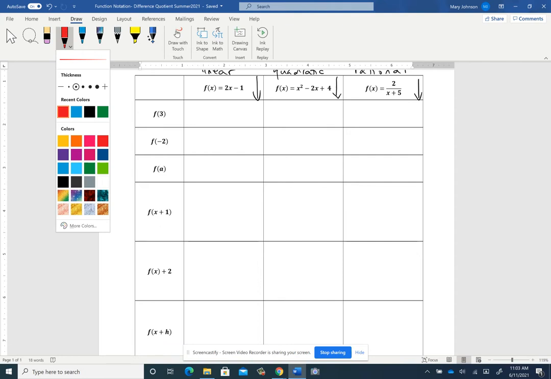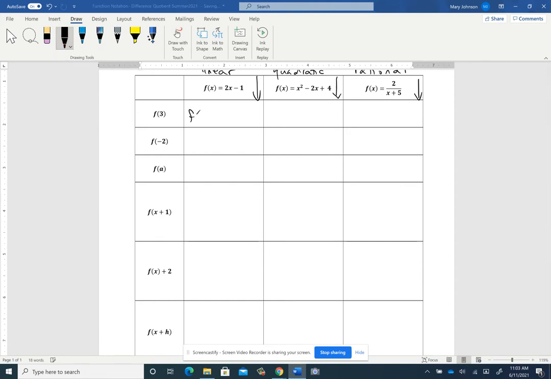Let me go back to my black pen for a moment. I'm going to do f of, and let me write it a little smaller because I've got to simplify it as well. Right there where the x is, I'm going to put the input, which in this case was 3. So right there I'm putting a 3, and then I just got to work that out. So f of 3 would equal 6 minus 1, and that's going to be 5.